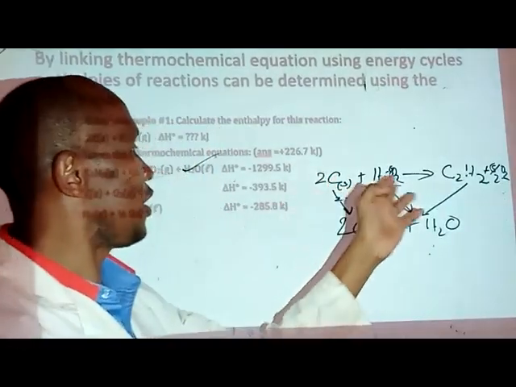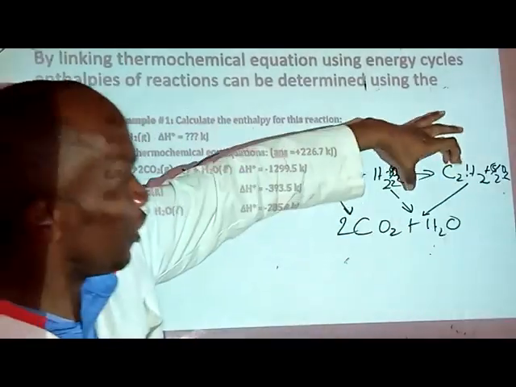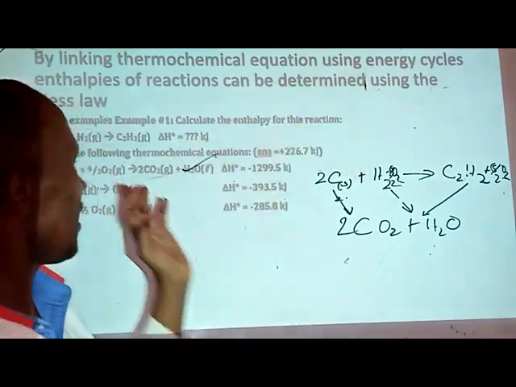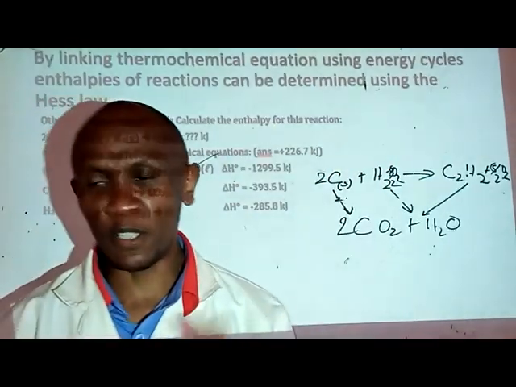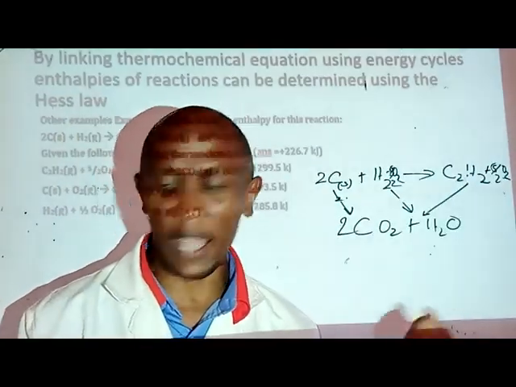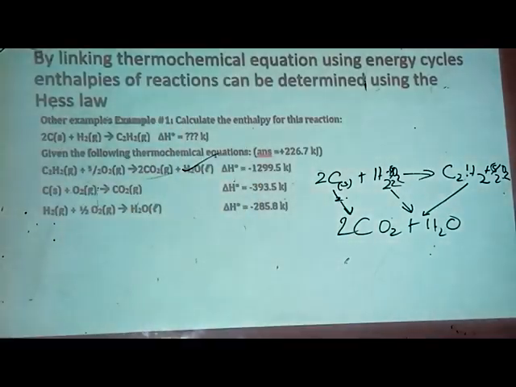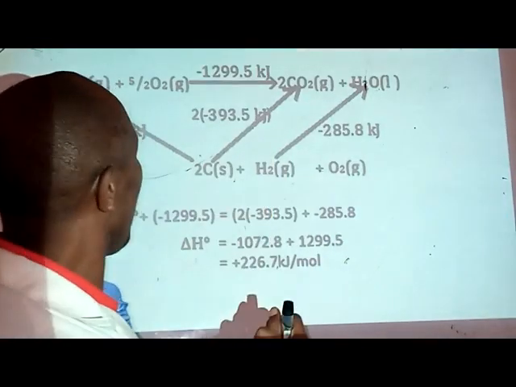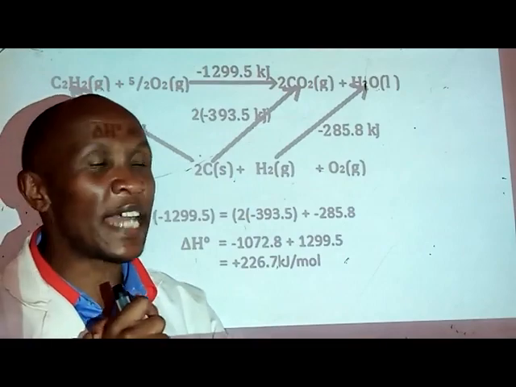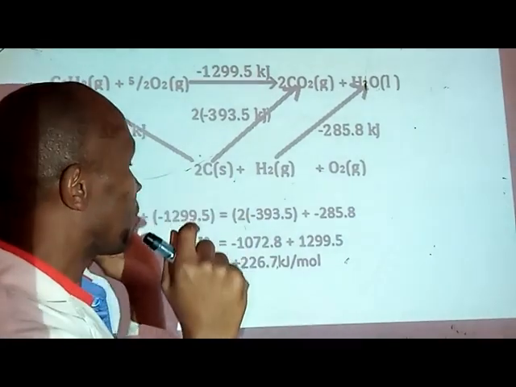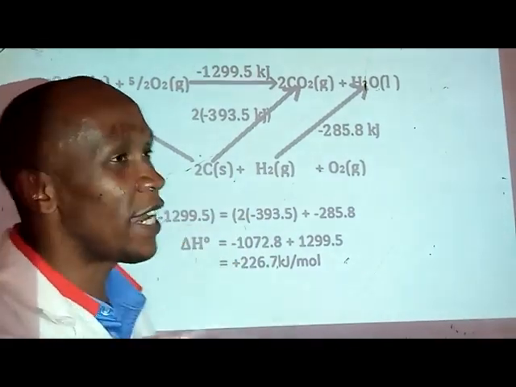So you can start with this or this reaction. But starting with these two, they contain too few elements. So I have already drawn that cycle. The cycle looks like that. Now where are we starting from? So that we can apply Hess's law. Where are we starting from?